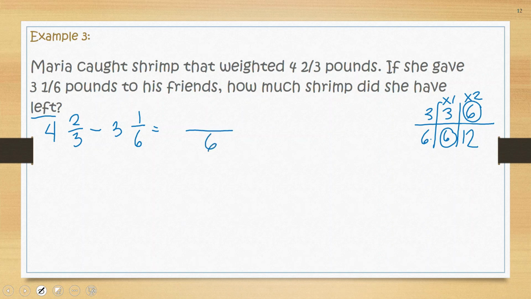So, kunin natin yung equivalent fraction. So, 6 divided by 3 is equals to 2 times 2 is equals to 4. And 6 divided by 6 is equals to 1 times 1 is equals to 1. Let's do subtraction. So, 4 minus 1 is equals to 3. Copy yung denominator na 6. At i-minus natin yung whole number. So, 4 minus 3 is equals to 1.